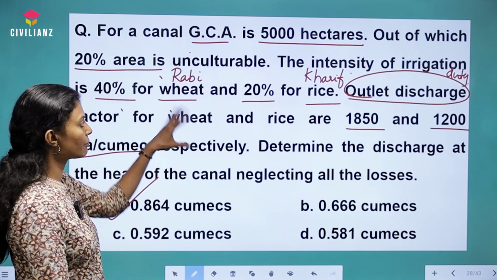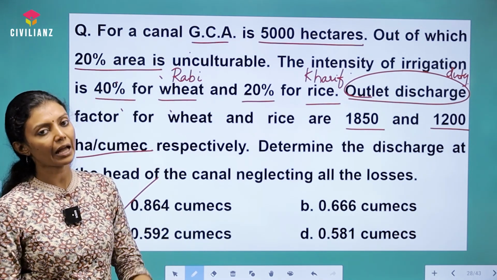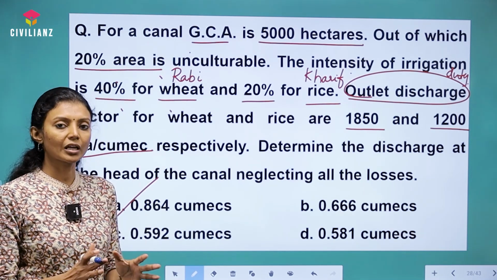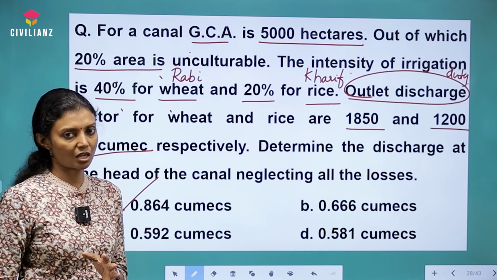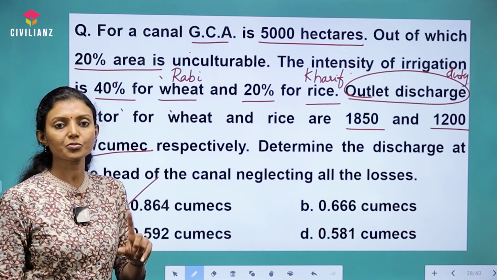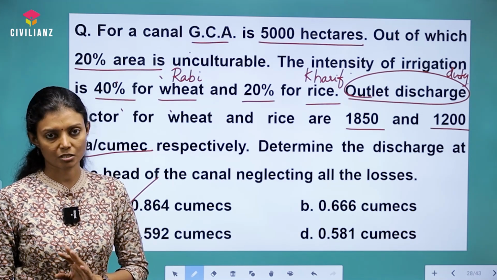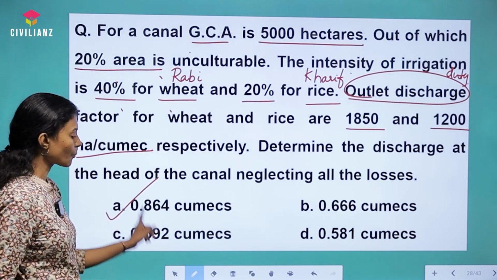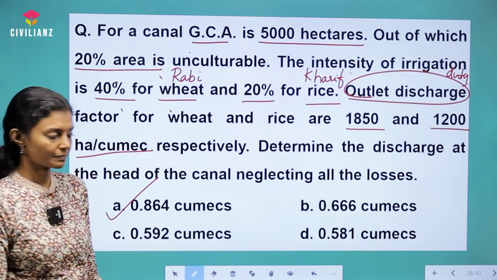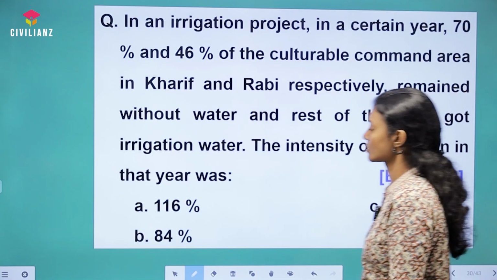Clear? So that is the importance of this question. Rice and wheat are given, that is rabi and kharif is given. So you are taking the maximum of both the discharges since you don't have to supply it at the same time. But if the same crops for the same season are given, then you have to add the discharges. Clear? So here the answer is 0.864 cumecs. Now moving on to the next question.